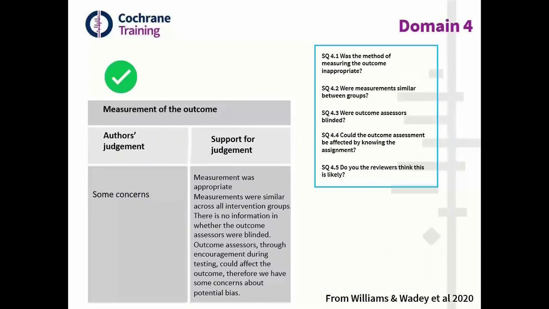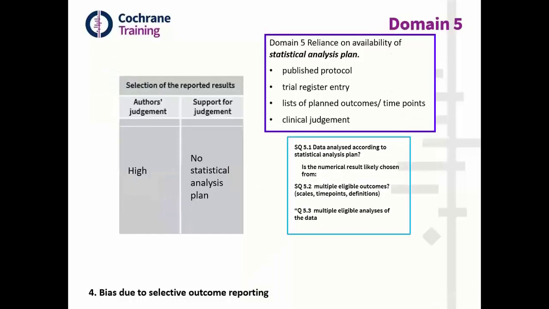If authors answer all the questions and feed this into the algorithm, it will propose a judgment for bias. And in this case, the judgment is some concerns. The answer should be summarized to provide the rationale, as has been done here, where the measurement was appropriate and similar between groups. There is no information on blinding, and lack of blinding could affect the result, leading to a judgment of some concerns.